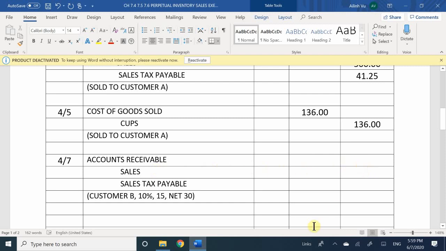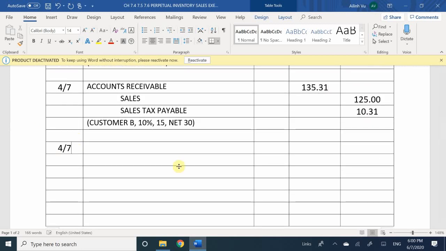So our sales that he purchased is going to be for 25 cups at $5 each, so it's going to be $125. Sales is going to be $125. We're going to multiply that by the sales tax rate, which is going to give us $10.31, giving us a grand total of $135.31. Okay, so that's our grand total there.